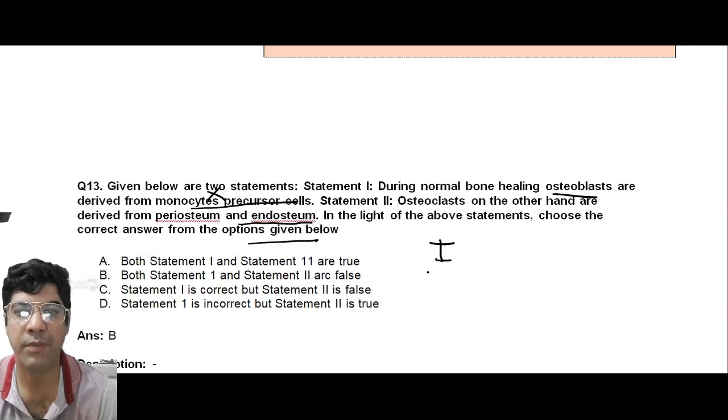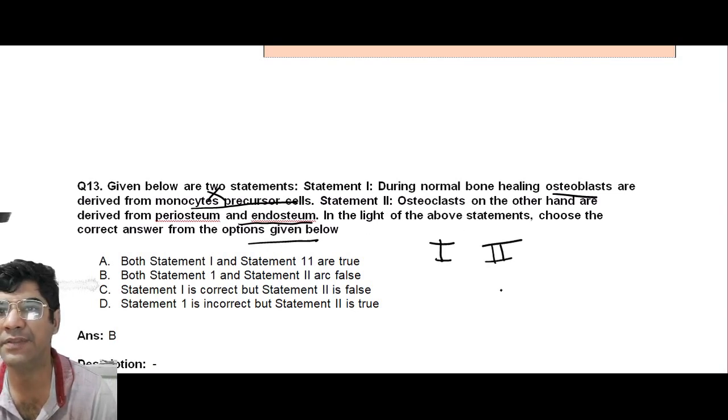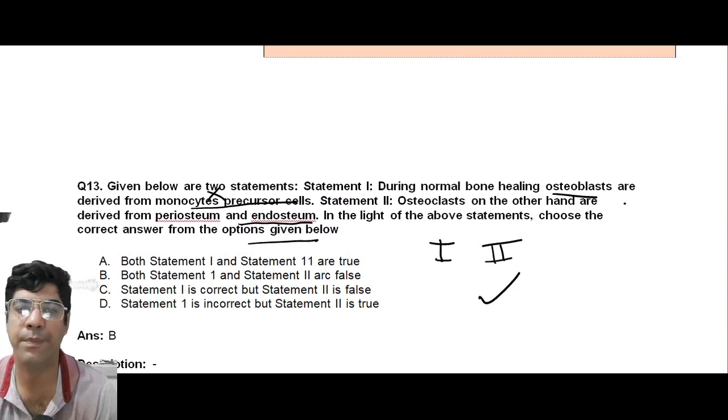Osteoclasts are derived from hematopoietic stem cells in bone marrow and they are part of the monocyte macrophage lineage. They play a role in breaking down the bone tissue and not in its formation. So option B is also false. Answer is B.